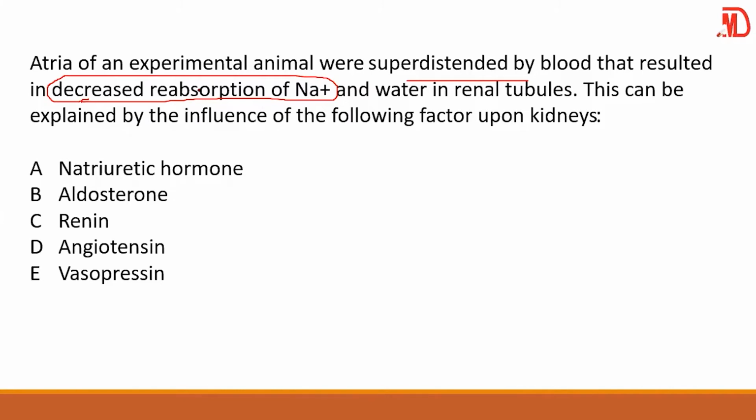You know that when the renin-angiotensin system is activated, there will be a reabsorption of sodium, or a retention of sodium. So here, aldosterone, you cannot go for it. Renin, angiotensin, you can never go for them. So over here, we are looking for natriuretic hormone. Natriuretic means sodium-excreting hormone.